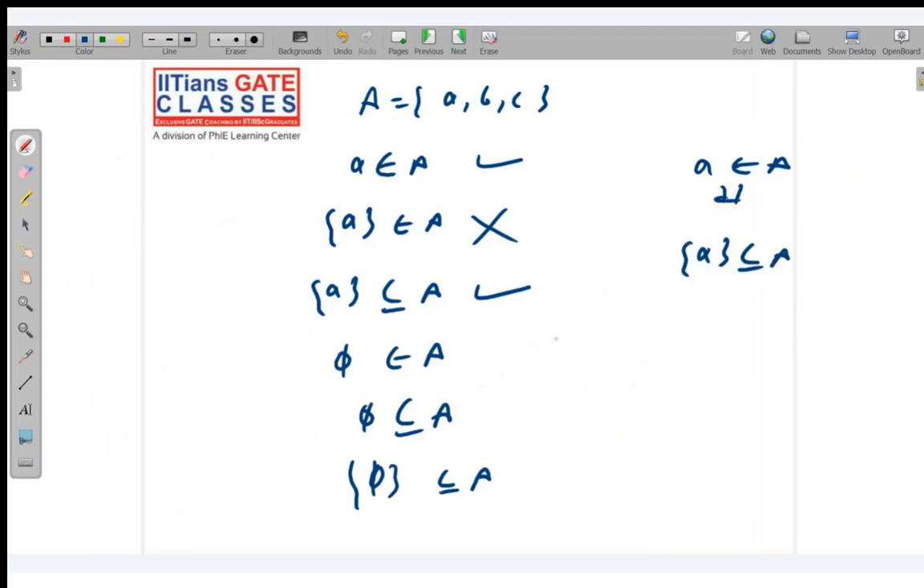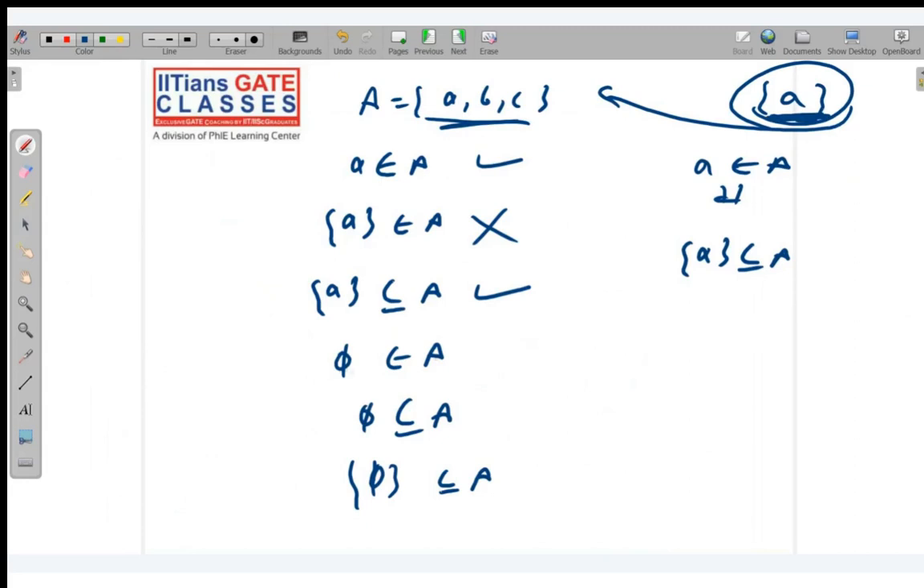Are you getting it? Because see, this is the element. This is not a set, so to make it a set, you have to apply curly brackets. Now this is a set, and this set is a subset of this. Why? Because each and every element here is present here. There is only one element a here, and here we have the element a. So obviously {a} is a subset of A. Is it okay?